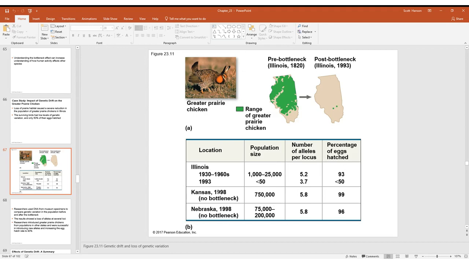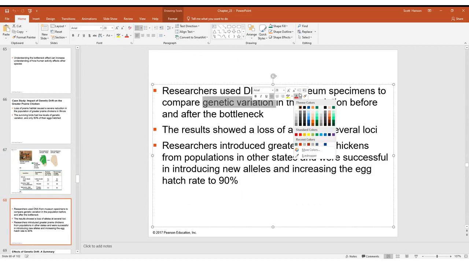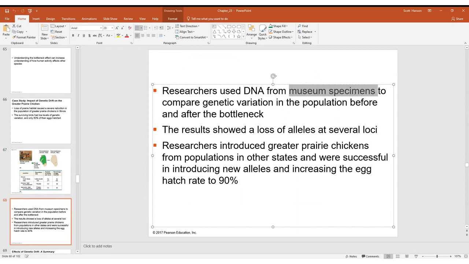So basically then, the researchers used DNA from museum specimens to compare genetic variation in a population before and after the bottleneck. That's how they were able to show that there was a severe bottleneck, a loss of alleles, and a loss of genetic diversity. These museum specimens are coming in really handy now that we have the DNA techniques to do all sorts of analysis on them.